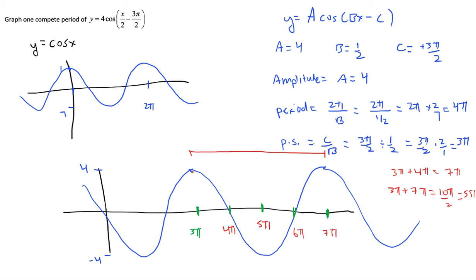Of course, we could have used another period. That'll just be a different part of the graph. But it's best to always start out with the phase shift. So we started out going to the right 3 pi, we just drew one complete period, and then we figured out what these values are.